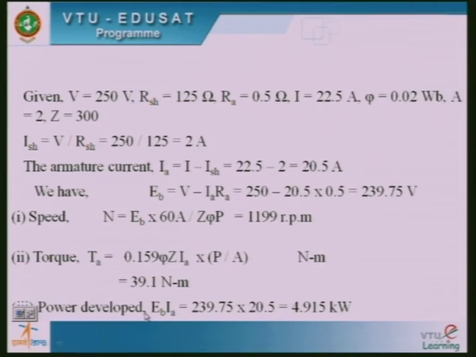We know that the power developed is equal to EB into IA. Substitute the EB calculated, that is 239.75, multiplied with the current IA, which is I minus ISH. I is the current drawn by the motor, minus this ISH calculated, that is 2 ampere. Now, IA is equal to 20.5, substitute in this. So, you will get the power developed EB IA equal to 4.915 kilowatt. It is expressed in terms of kilowatt.